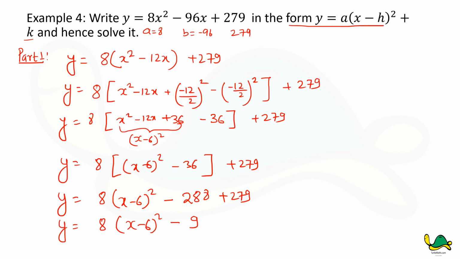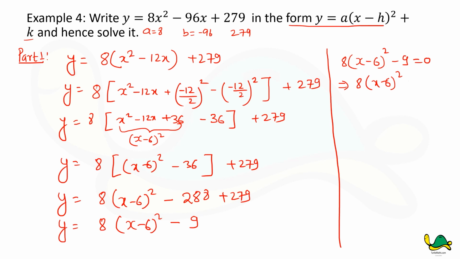So part 1 done. Now we can proceed with the rewarding step of solving it. In order to solve it, we have to equate it to 0. So this quadratic function will be equated to 0. Then we will have 8 times x minus 6 whole square is equal to 9. And then I can move the 8 to the other side. So x minus 6 whole square, no, it is 8 minus 6.